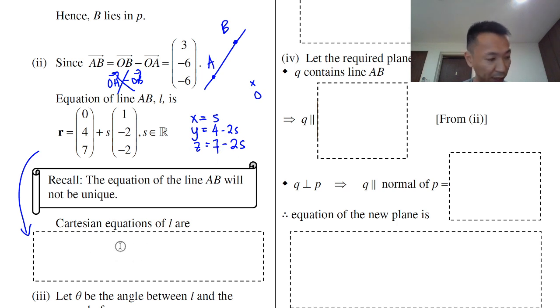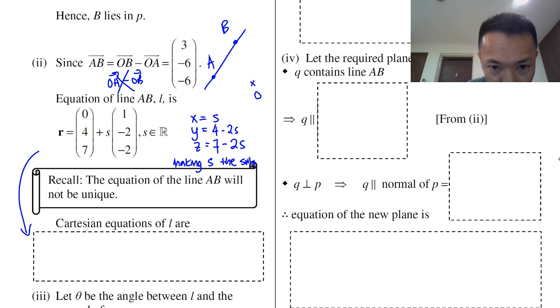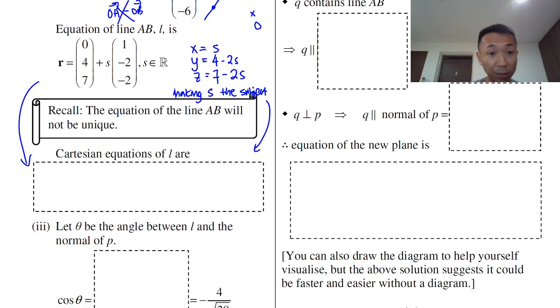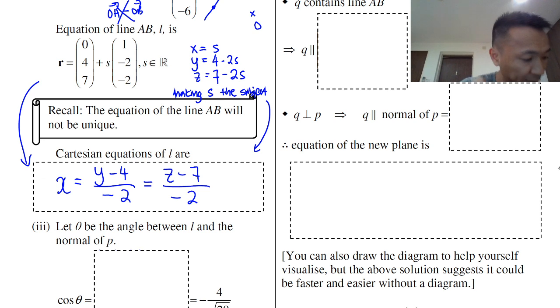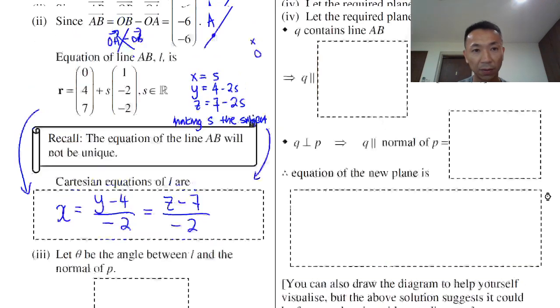Then I can easily convert this into the Cartesian by making S the subject. Right? We make S the subject. Then I'll get it. Making S the subject, then I'll get x equals to y minus 4 over negative 2 equals to z minus 7 over negative 2. I think that's fine. You can leave it like that. Okay, good. Now, third part.